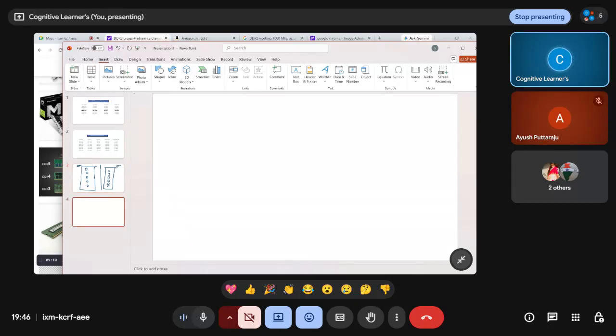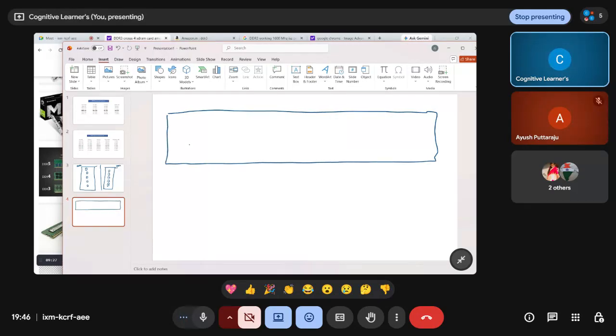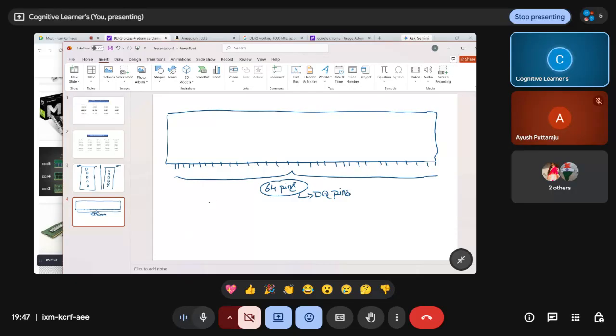First, this time I didn't take DDR3 and DDR4 separately. Let us take one DRAM card. This is applicable for both DDR3 and DDR4. Let us assume 64 pins are present. Let us assume, guys, these 64 pins are DQ pins, data pins.